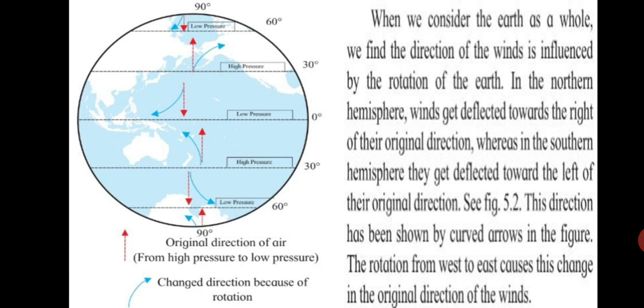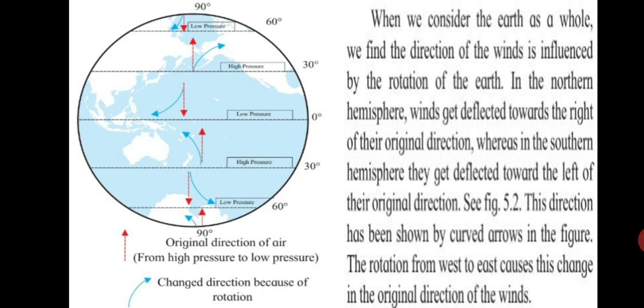Between 0 and 30, if you invert the figure, you will see the arrow is pointing towards the equator and the winds are deflected towards the right. So in the northern hemisphere, no matter where the arrow points, the winds are deflected towards the right. And in the southern hemisphere, they get deflected towards the left of the original direction.